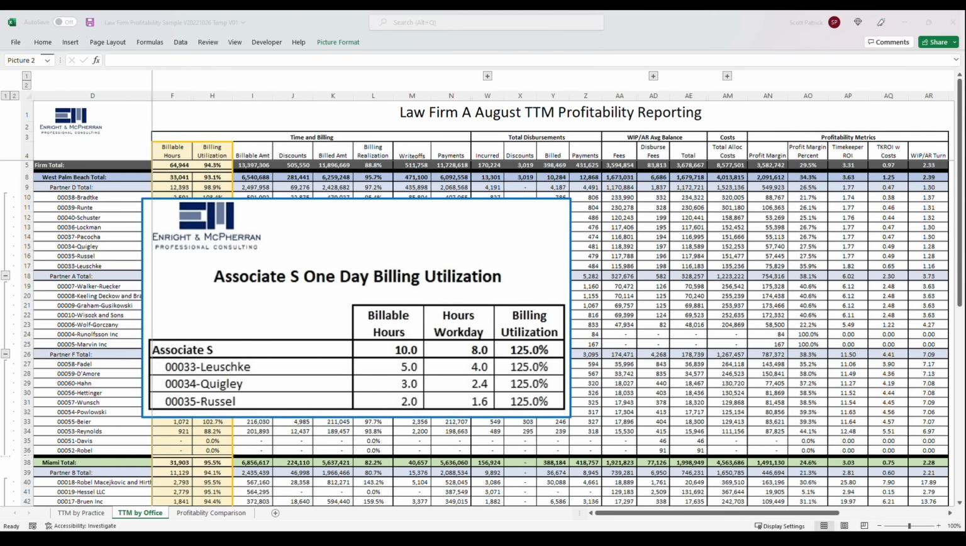The benefit of this approach is when aggregating the trailing 12 months, we can calculate the billing utilization rates by client or by any level throughout the firm's hierarchy.